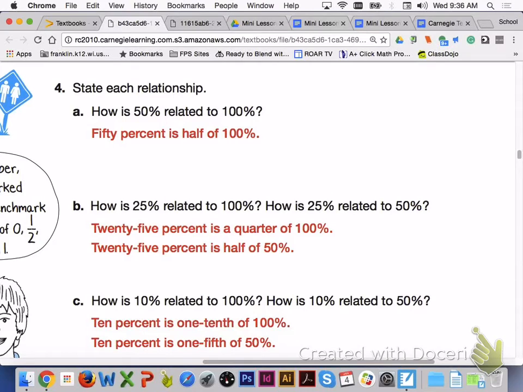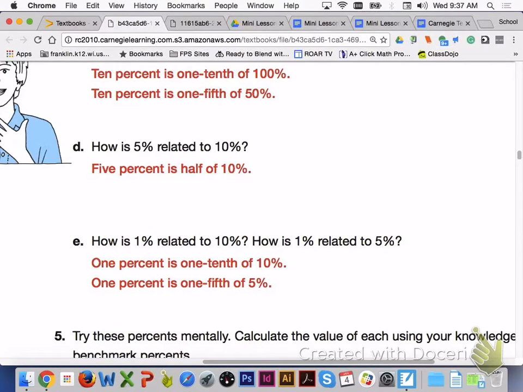For number 4, letter A, 50% is half of 100%. B, 25% is a quarter or a fourth of 100%. And 25% is half of 50%. And for letter C, 10% is 1/10 of 100%. And 10% is 1/5 of 50%. Letter D, 5% is half of 10%. And for letter E, 1% is 1/10 of 10%, and 1% is 1/5 of 5%.